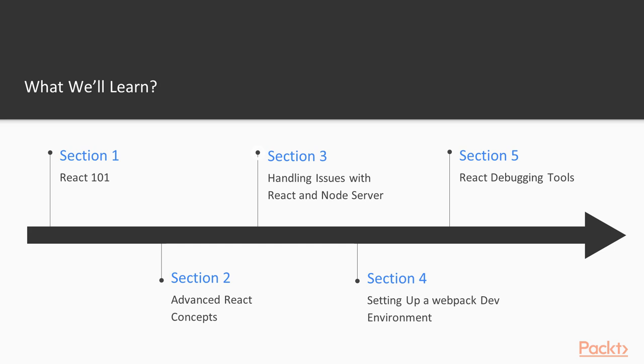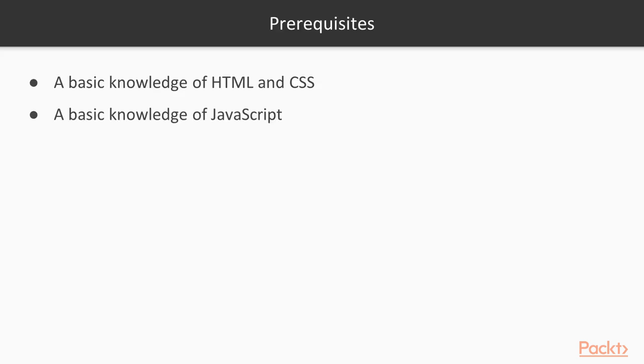In the third section, communication between a React UI and a Node server, I will set up a Node.js server and a user interface. Then I will show you how to communicate between the UI and the server. In the fourth section, main pitfalls, Webpack, I will show you how to set up a Webpack dev environment and the best practices to avoid any bad surprises. In the last section, React debugging tools, I will show you how to use Chrome DevTools and Chrome Performance tab to check applications performances.